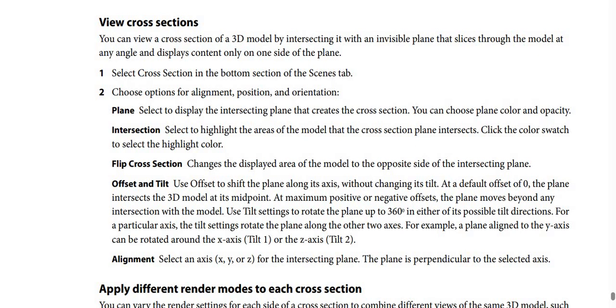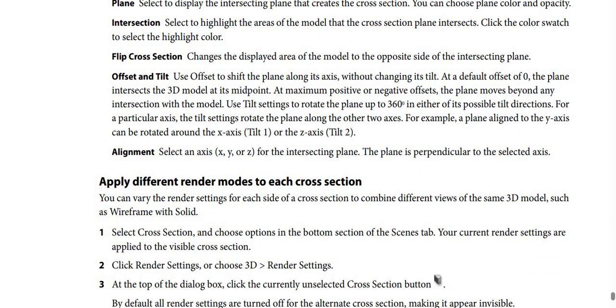And for a particular axis, the tilt setting rotates the plane along the other two axes. For example, a plane aligned to the y-axis can be rotated around the x-axis (tilt 1) or the z-axis (tilt 2). What about alignment? Alignment means that you should select an axis, x or y or z, for the intersecting plane, and the plane is perpendicular to the selected axis.